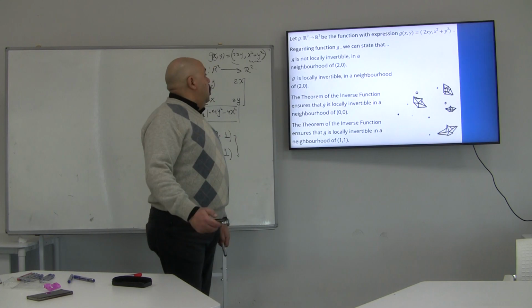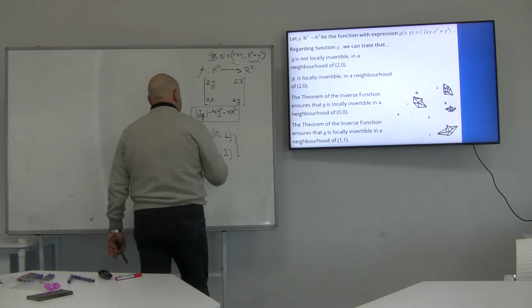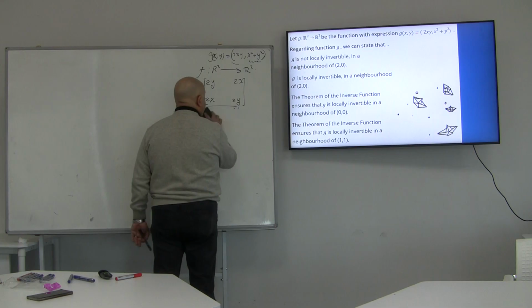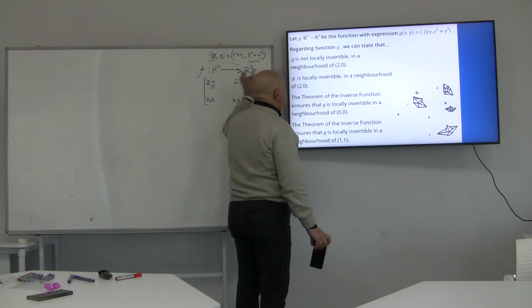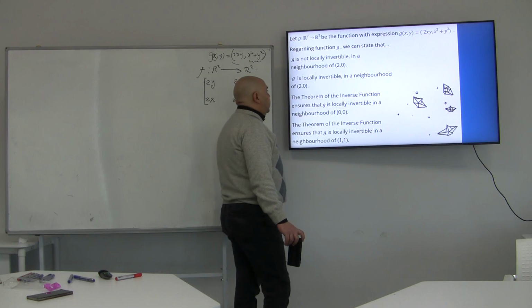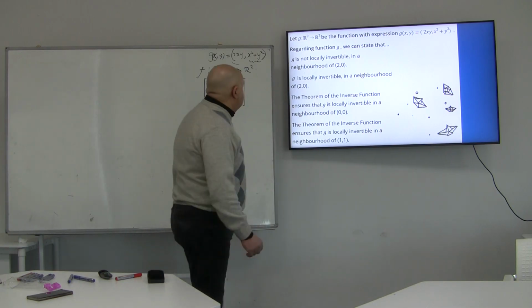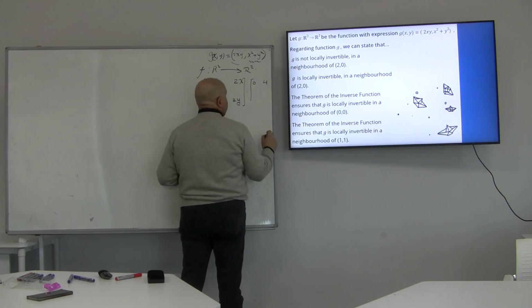Okay, for this one, let g be a function running from R squared into R squared, and I believe he gave you (2xy, x squared, y squared). Regarding function g, we can state that g is not locally invertible in the neighborhood of (2, 0). Let's make a substitution at (2, 0), so it's going to be like this: 0, 4, and also 4 and 0.